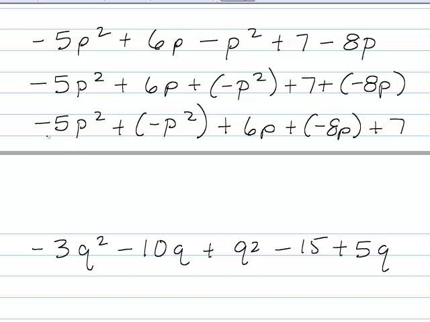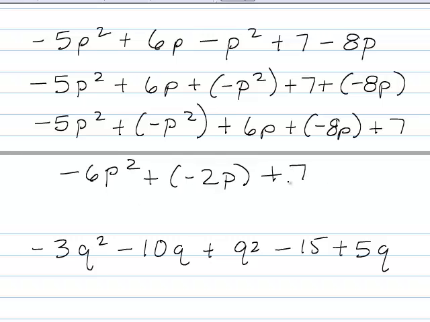So now I have negative 5 plus a negative 1. That gives me negative 6p squared. And here I have 6 plus a negative 8. So that will be 6 plus a negative 8 is plus negative 2p. And then I'm going to add the 7.